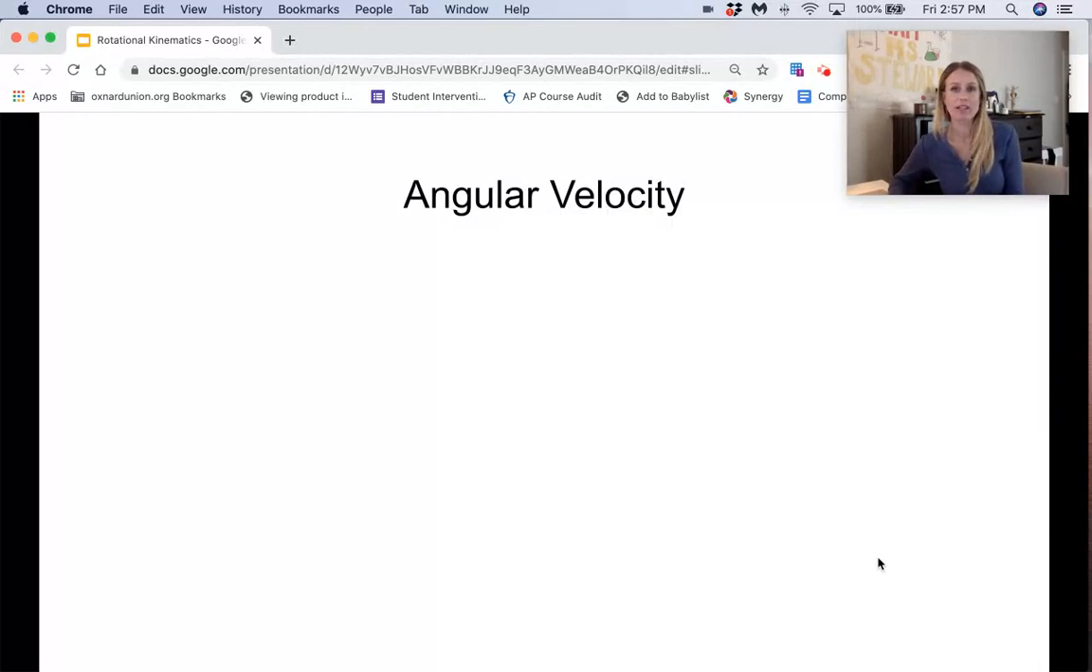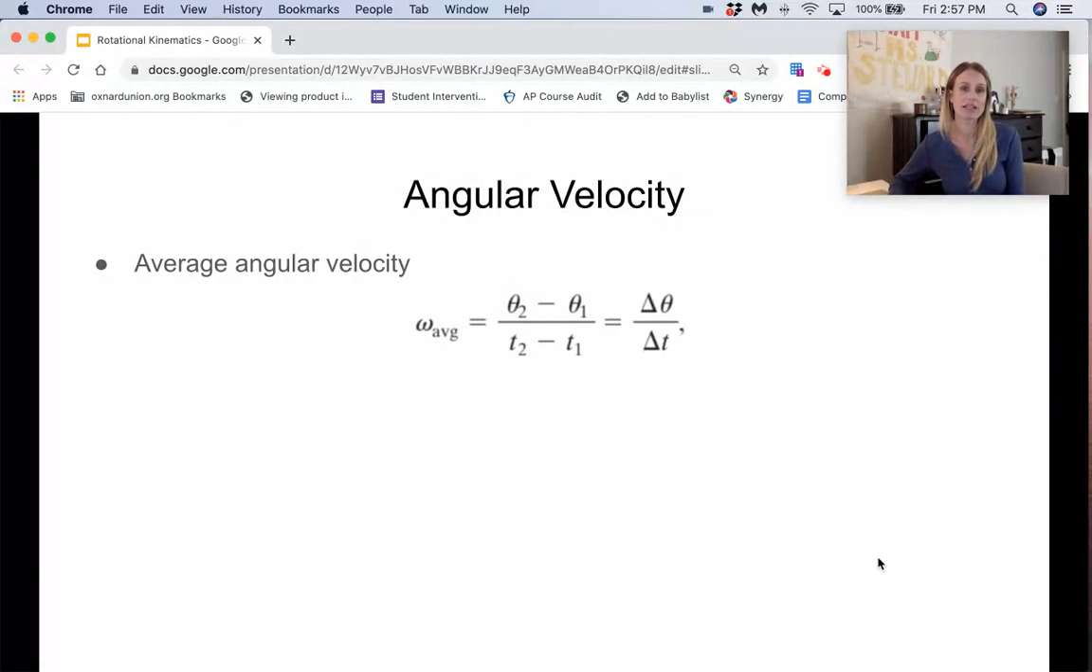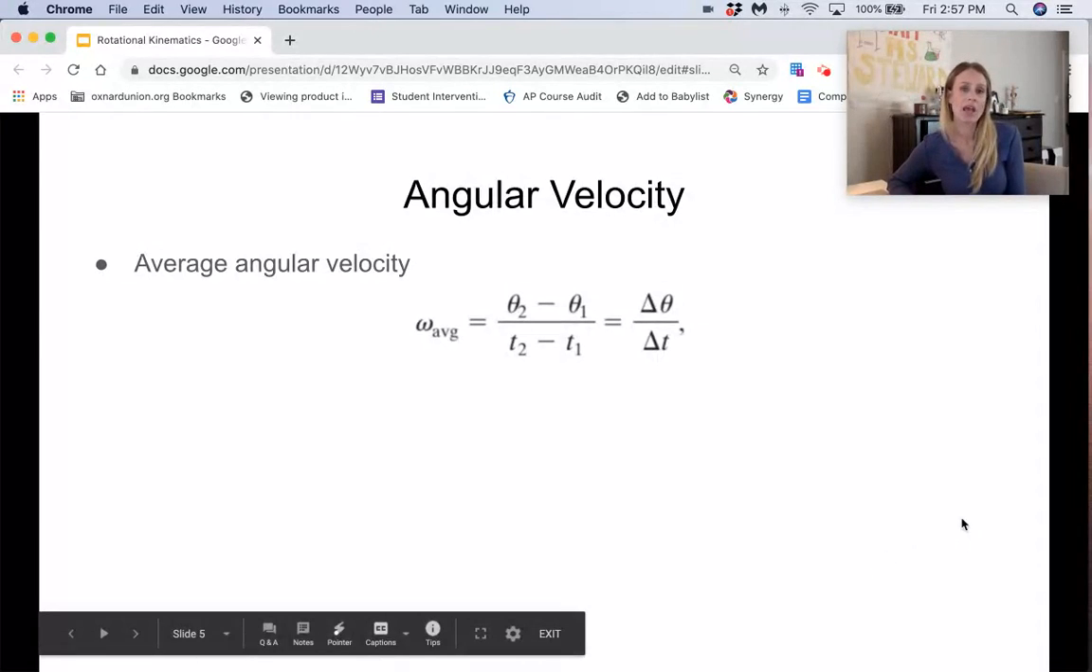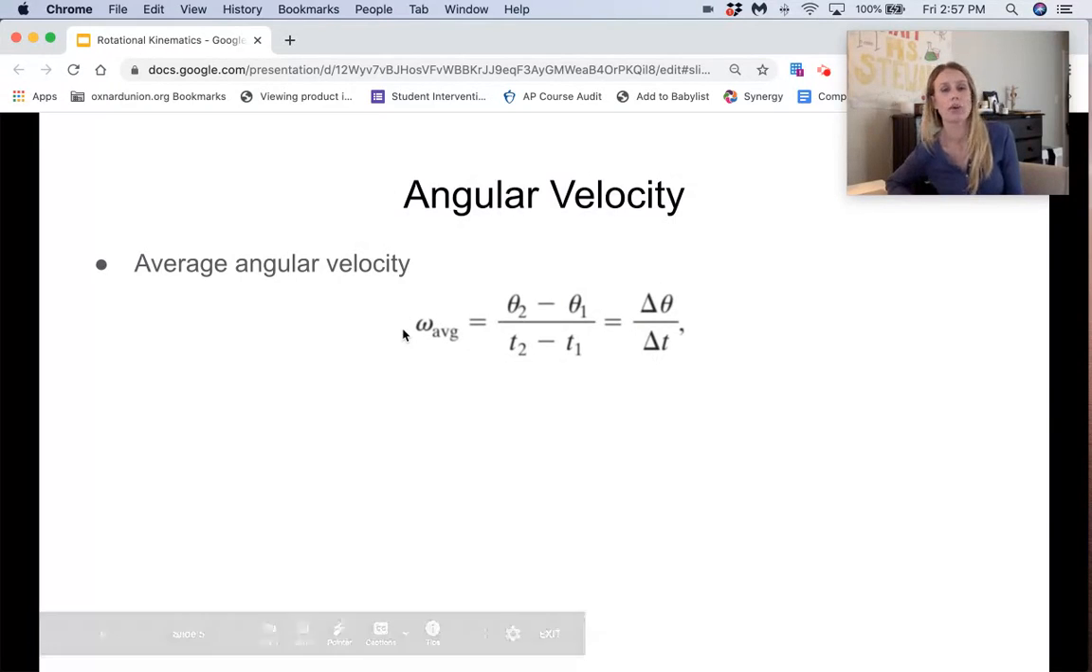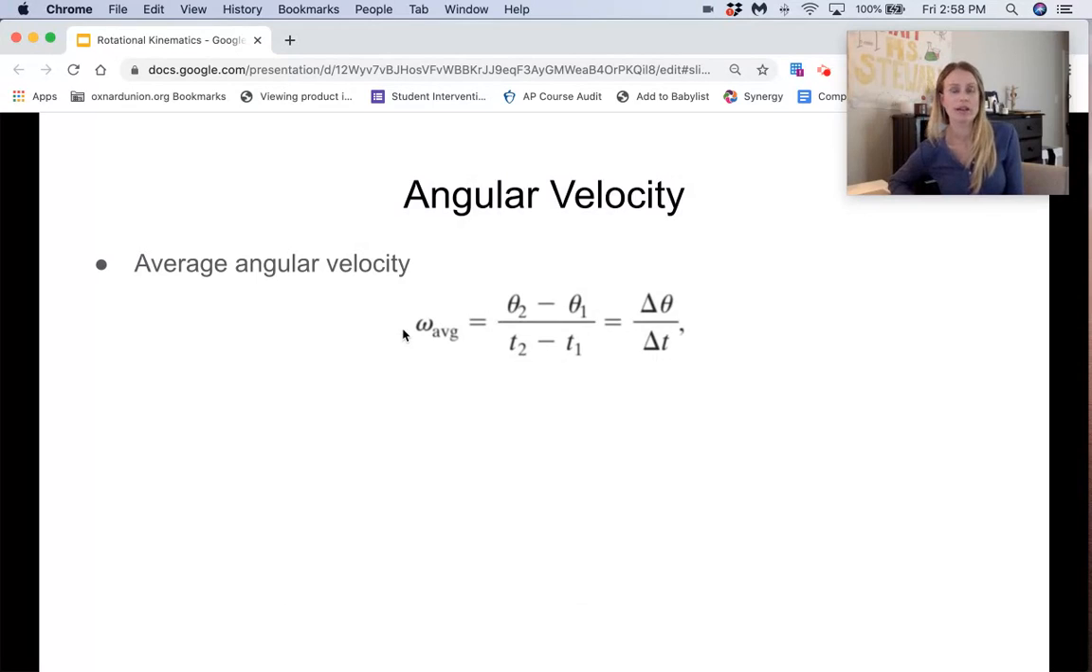Now, just like regular linear velocity, we have angular velocity. So an average angular velocity, of course, is a change in angular position over change in time, just like velocity is our change in position over change in time. Now here, this symbol is called omega. That's actually a lowercase omega. It's a Greek letter, and that's how we denote angular velocity. Sometimes I'll call this fancy W because sometimes people don't remember the name of that actual symbol. So remember, it is omega.